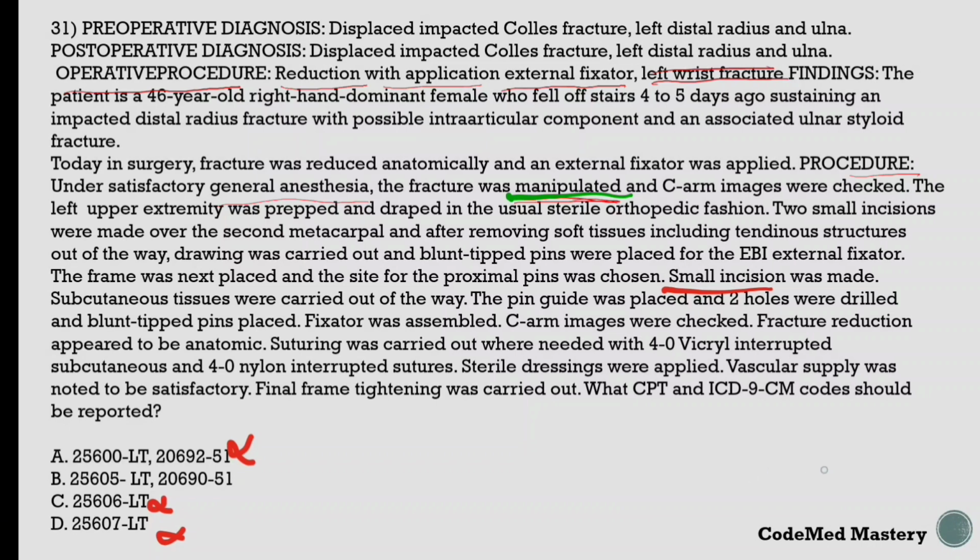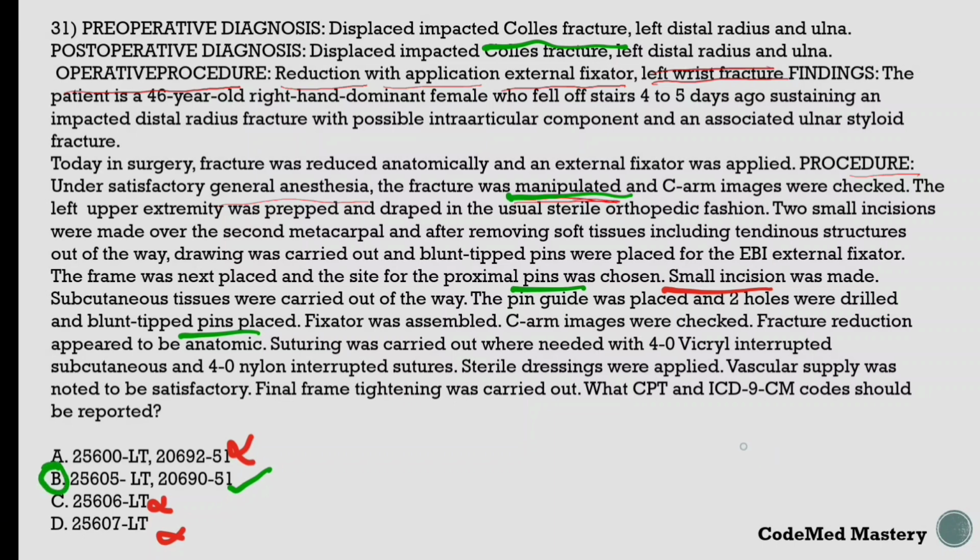We are left with option B, which is our right answer. You can check the code 25605, that is for closed treatment of distal radial fracture, for example Colles or Smith type. Colles also they have mentioned, right, in our case. And also it is with manipulation. Code 20690 is for application of uniplane pins or wires. In our case, they have put proximal pins. They have mentioned pins also, right? So we can go with 20690. Our right answer is option B.